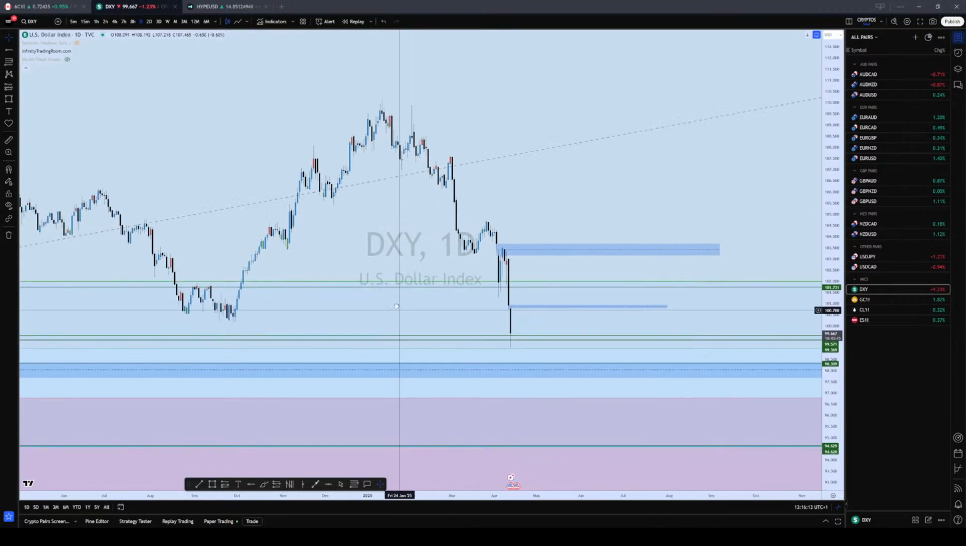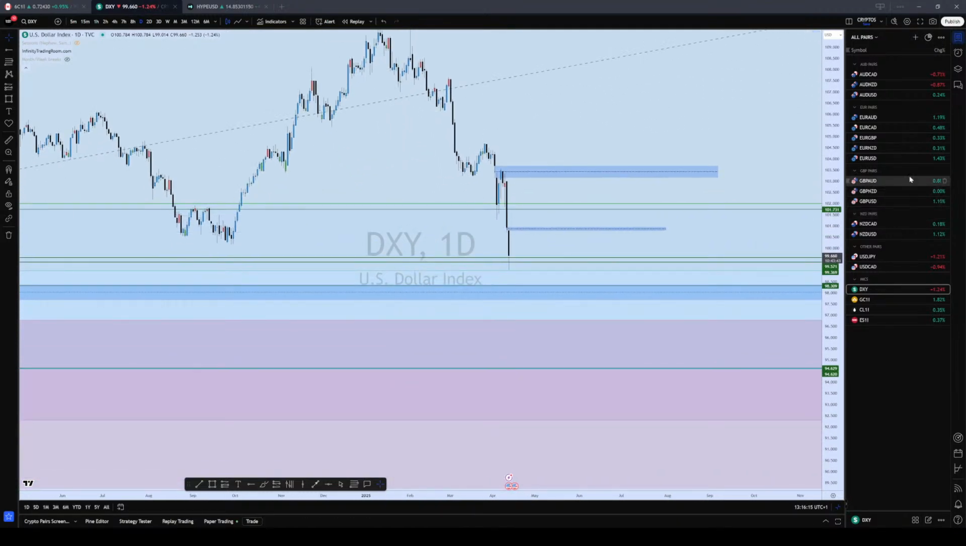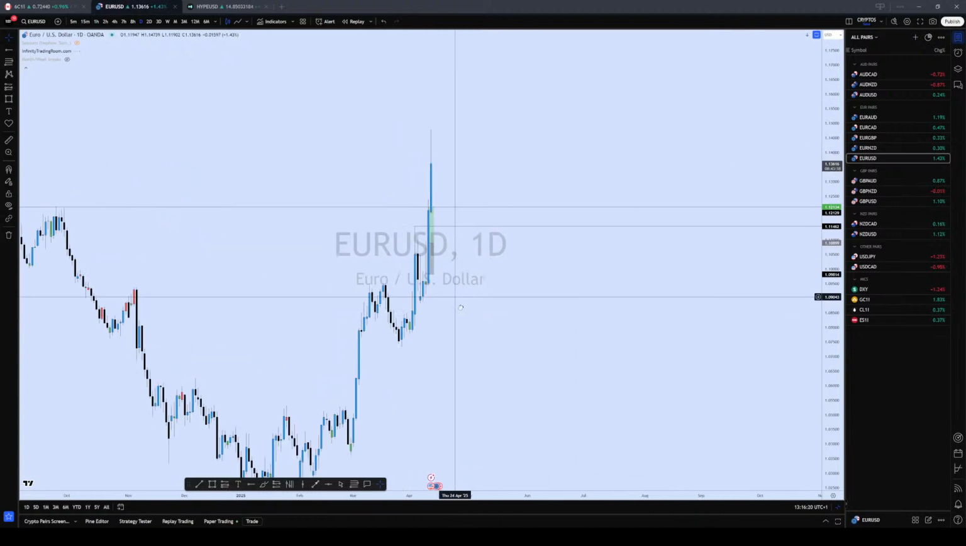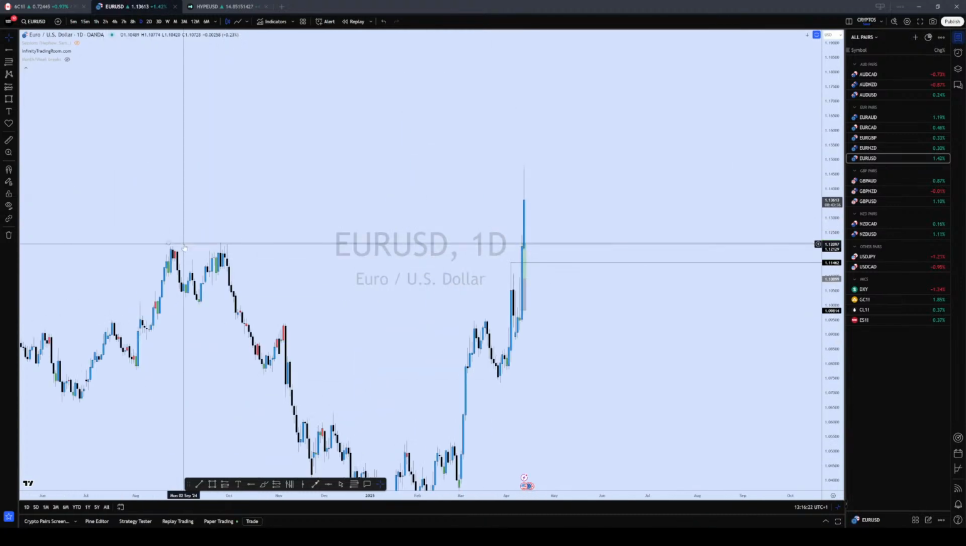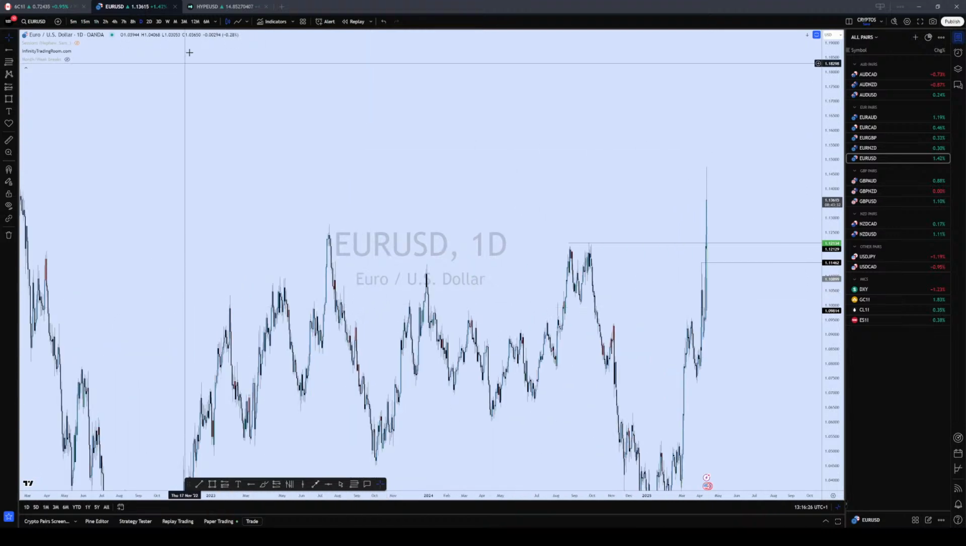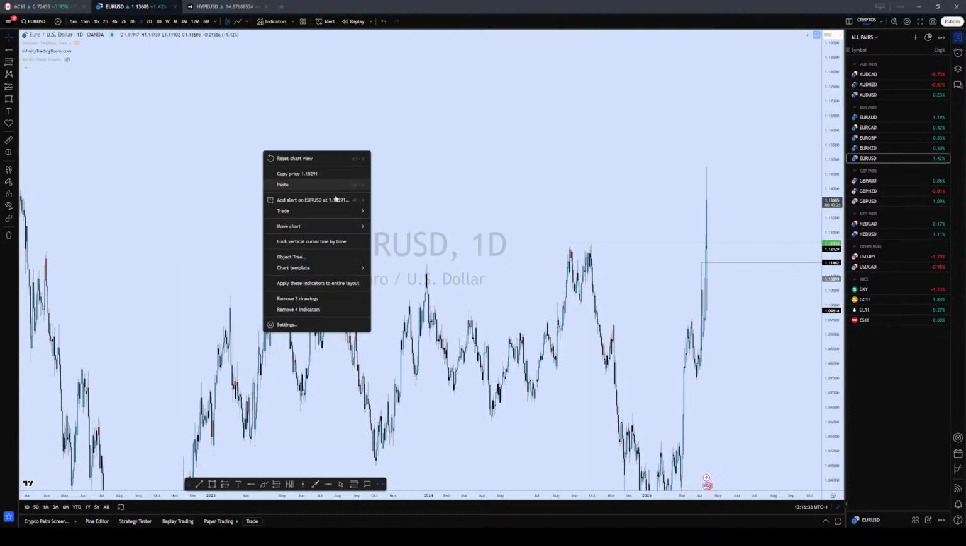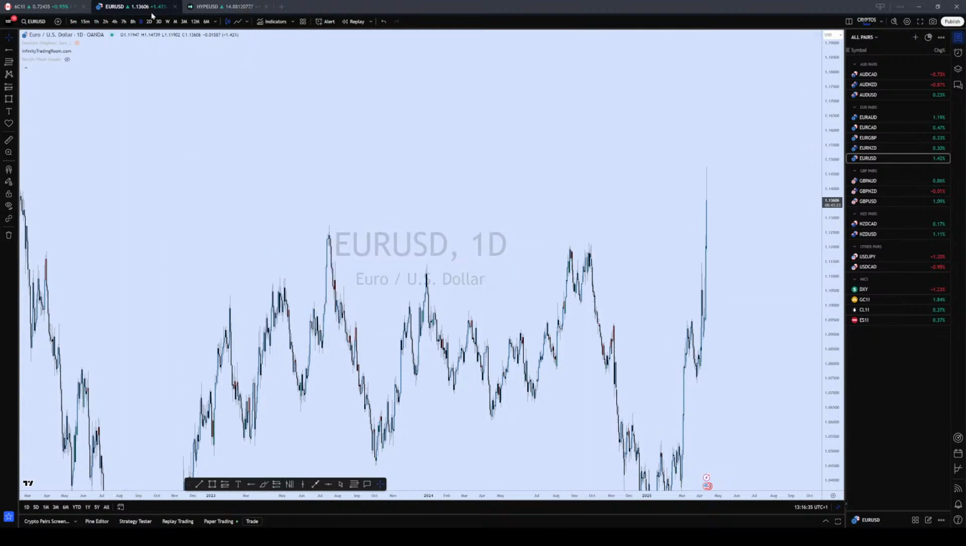All right, let's move on to euro. So euro, we eventually went for that equal high as we wanted that to do. Okay, I did not look beyond that equal high. So now let's have a look.